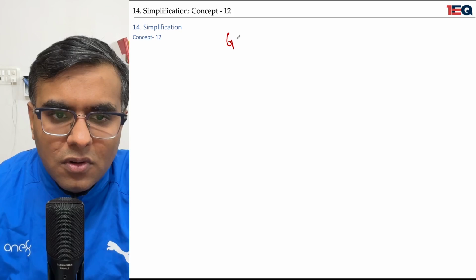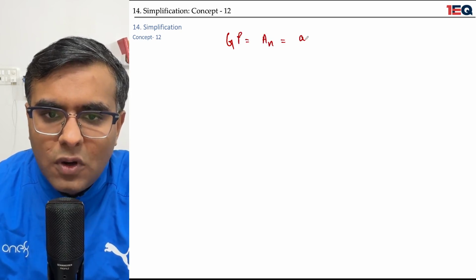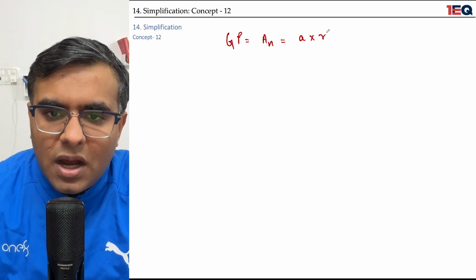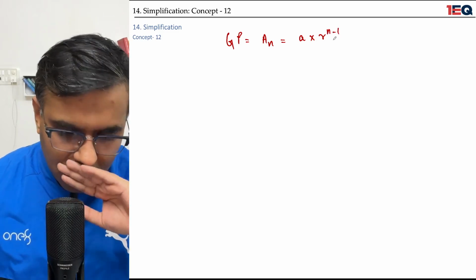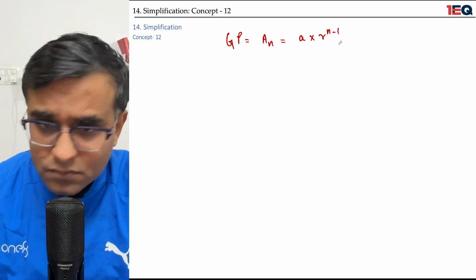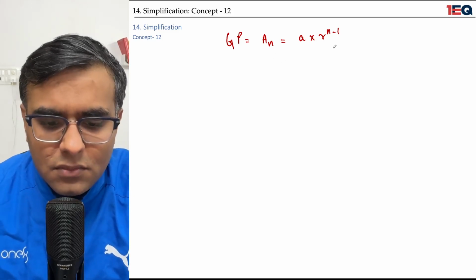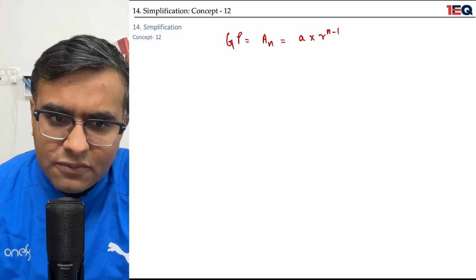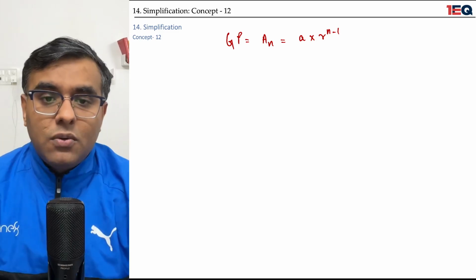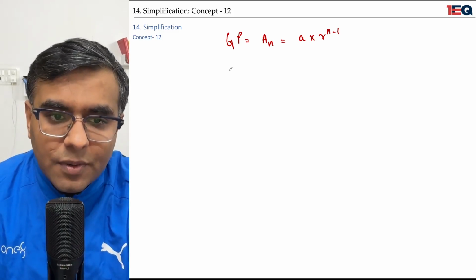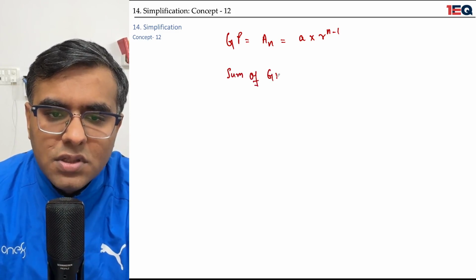The nth term of a GP, which is, let's say, an, is equal to small a, that is the first term, multiplied by r, which is the common ratio, to the power n minus 1. So we have this established that if we wish to reach any term of the GP, this is how I will take it forward. Now, coming down to the next point, which is the sum of GP.